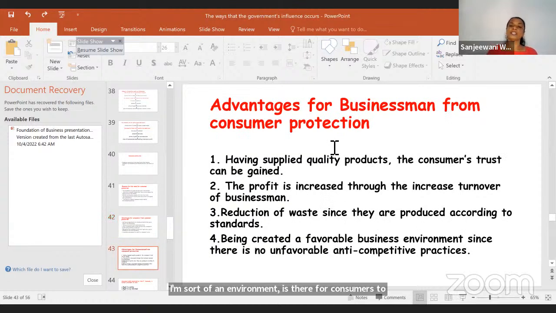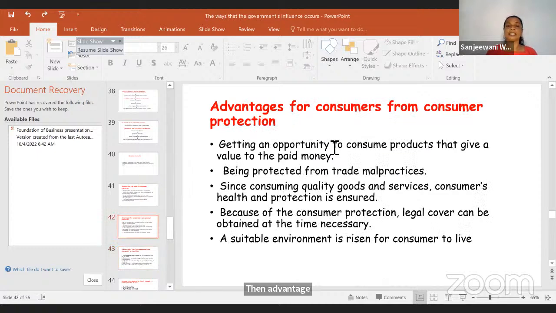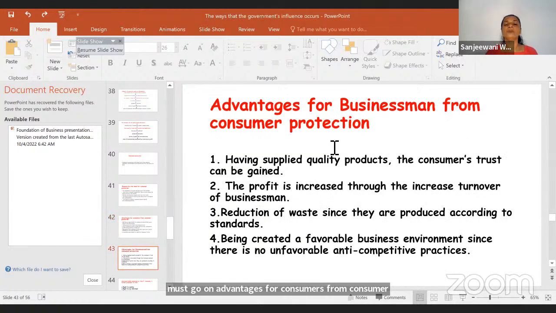Then advantages for businessmen. The earlier one was advantages for consumers from consumer protection. From the businesses' perspective, what are the advantages that businessmen gain? Now, if you have a business and you sell goods which are high quality standard products, then what will happen? You can gain consumers' trust, right? So the goodwill will increase.